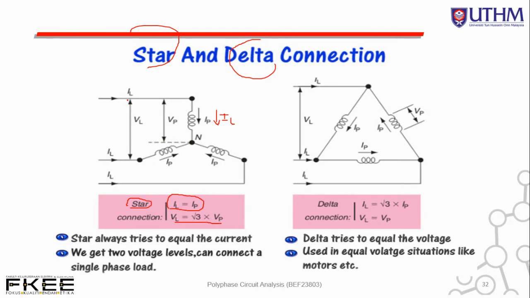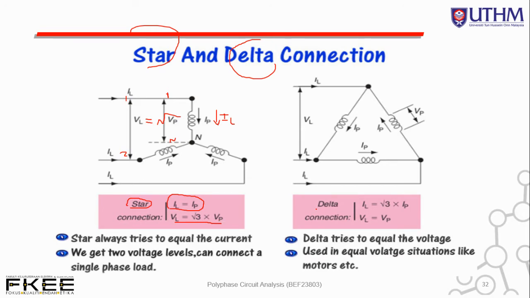So VL, for example, from line number 1 to line number 2, is equal to square root 3 times VP. This point number 1 to this point N. This means the line voltage VL from node 1 to node 2 is equal to square root 3 times Vp of node 1 to node N. So this is the relationship between V line and V phase.